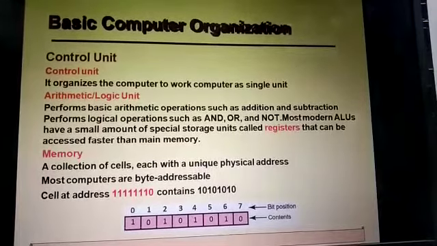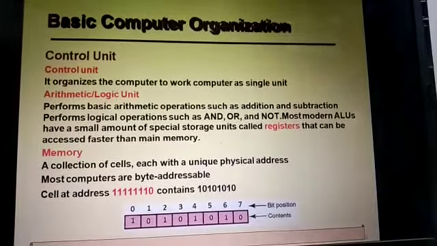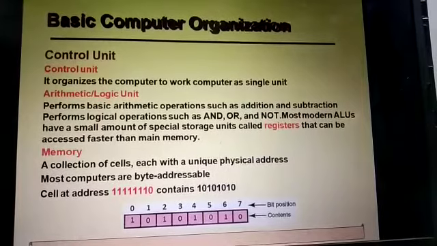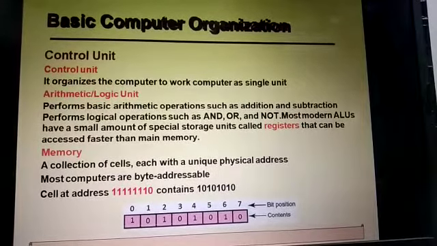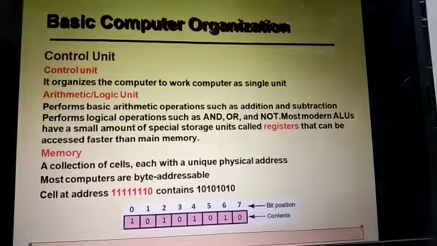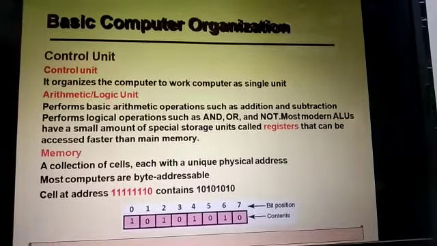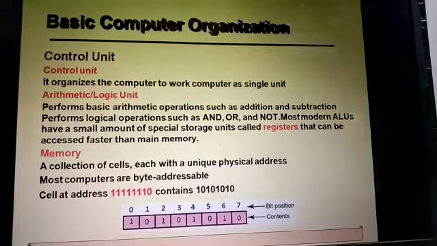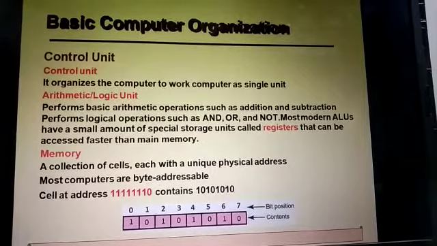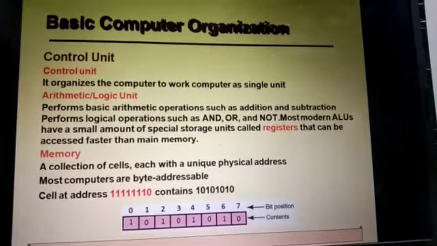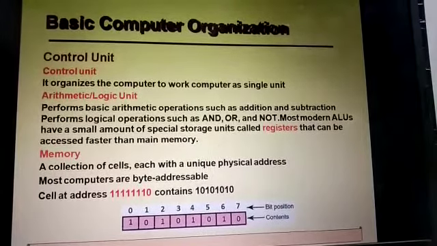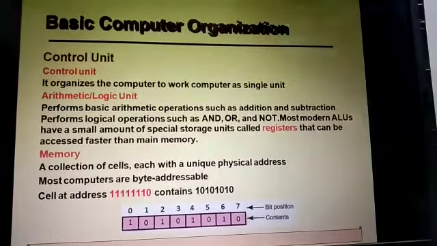Good morning, students. Last class we talked about input devices and output devices. Before that session we talked about what is computer organization. Now I am repeating certain key terms once again. Basic computer organization: control unit.